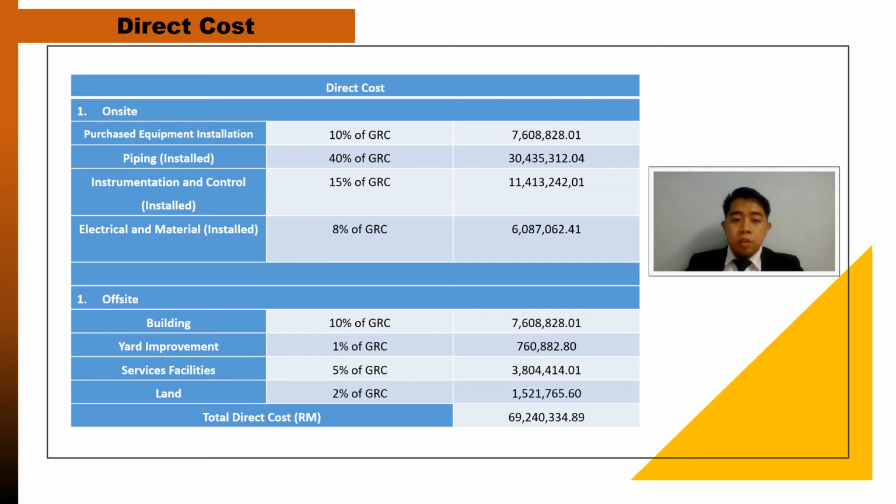To calculate the total capital cost investment, first, we need to identify the direct cost. Direct cost is the price that can be directly tied to the production of specific goods or services. A direct cost can be traced to the cost object, which can be a service, product, or department. The total direct cost is 69,240,334 ringgit.